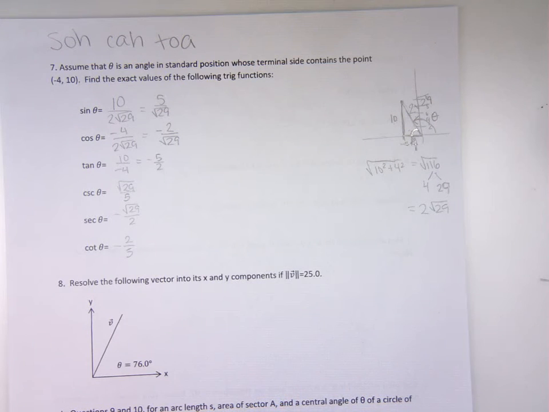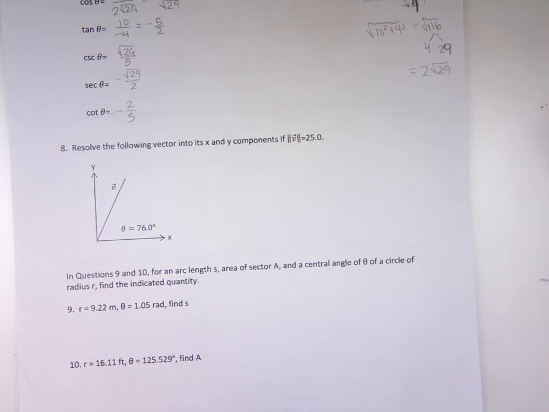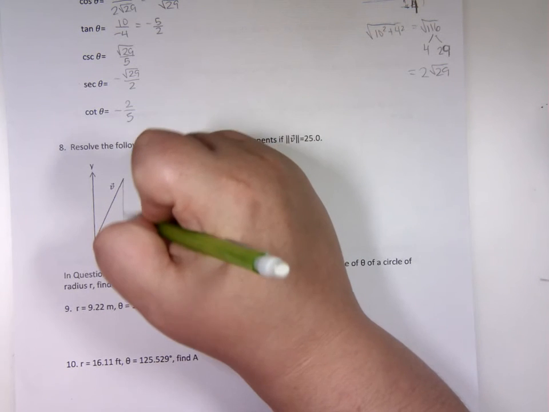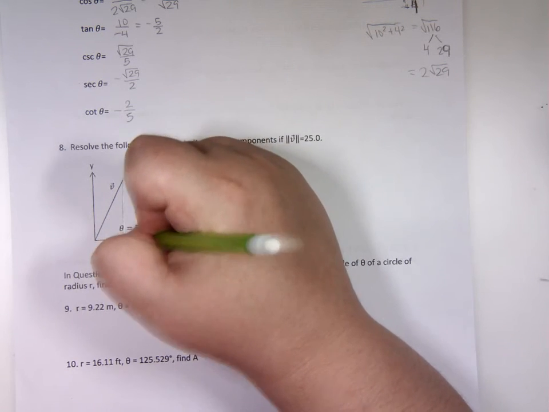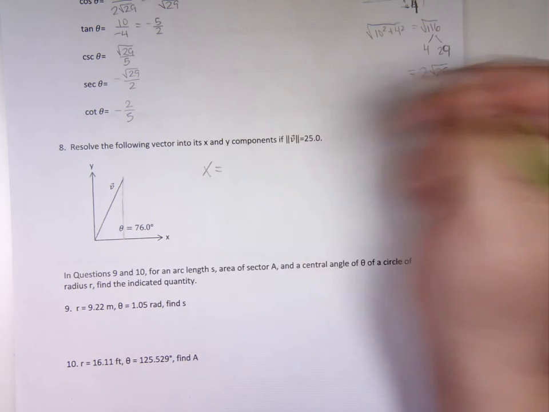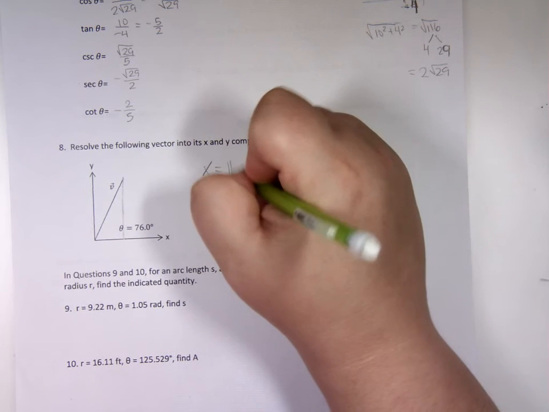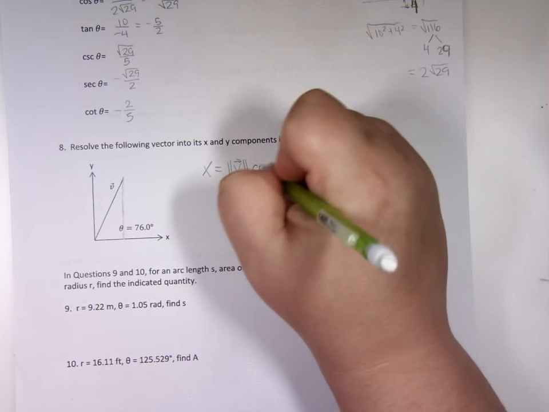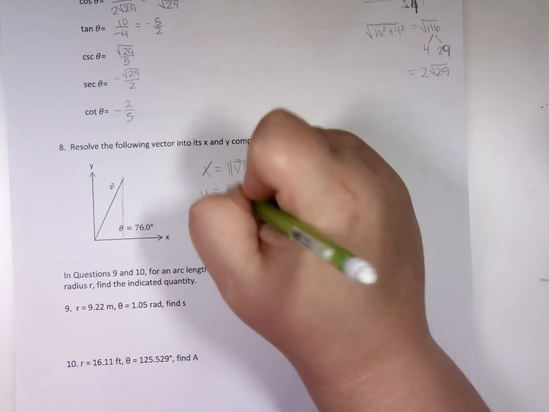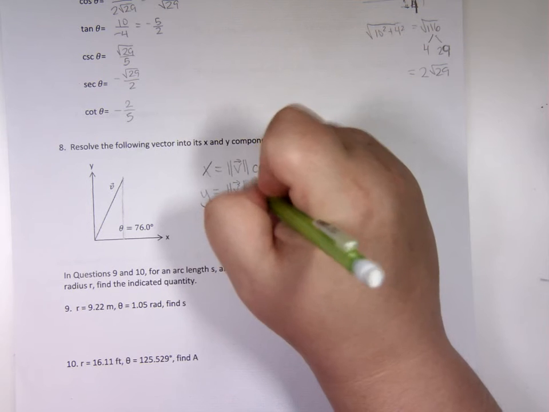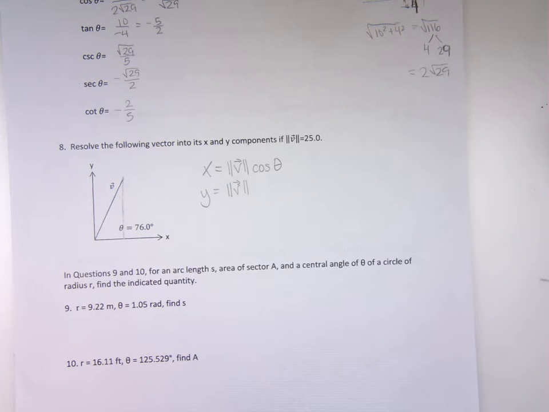Okay, next, resolve the following vector into its x and y components. So what do we know? We know that x is equal to the absolute value of v times the cosine of theta, and y is equal to, it's not really an absolute value, it's a norm, or another word for it is, vocabulary is escaping me right now.